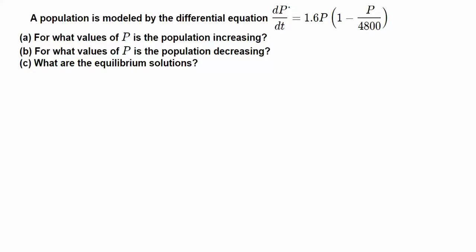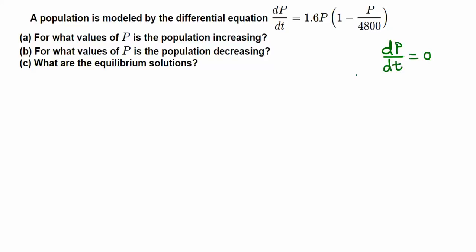So when dp over dt is positive, that means the right hand side is bigger than 0, then the population is increasing. In this case, maybe it's better to find the equilibrium solutions first, then it will be clear. Equilibrium solutions means where the population is not changing. That means when dp over dt is 0. So dp over dt, that's the rate of change of population.